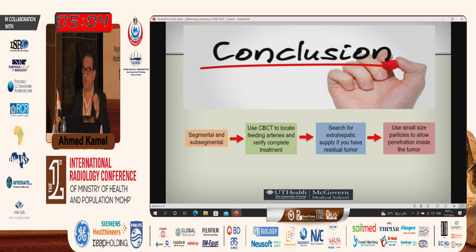And of course, use very small size particles, the smallest that you can get. I'm not sure if it's available here in Egypt or not, but small size particles allow better penetration and better distribution and higher concentration of the doxorubicin or adriamycin.